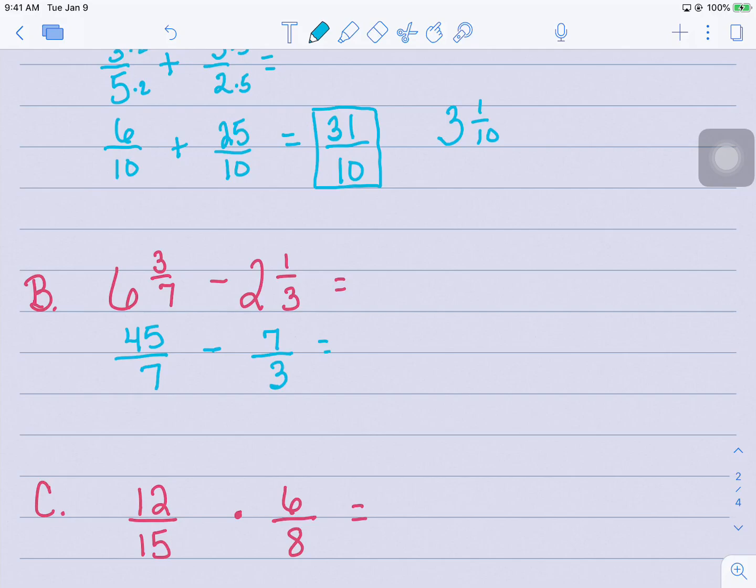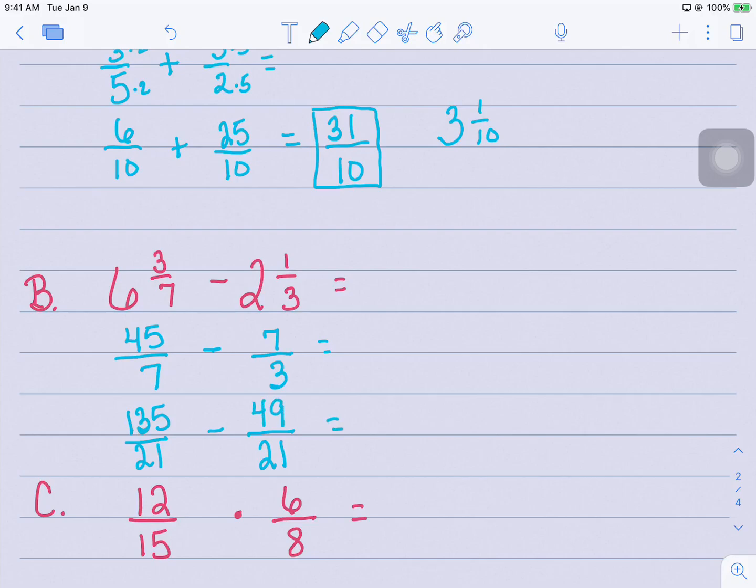Now, we've got to find common denominators. Again, if you're not really sure what the lowest common denominator, or lowest common multiple, would be for 7 and 3, you would multiply these together. In this case, it actually works. So we're going to change this to 21. 7 will go into 21 3 times, so we know we did 7 times 3. So 45 times 3 is actually 135. And we're going to change this one as well to the common denominator 21. So 3 times 7 gives us 21, so 7 times 7 is 49.